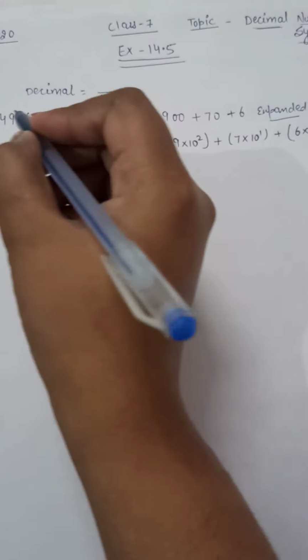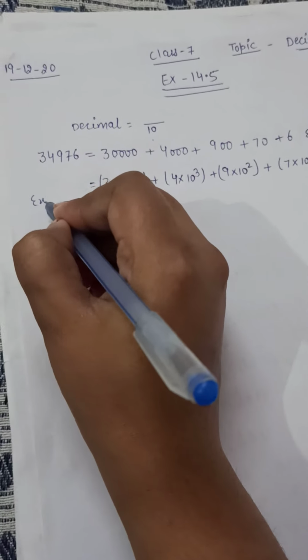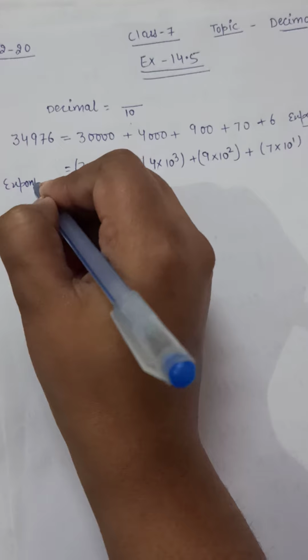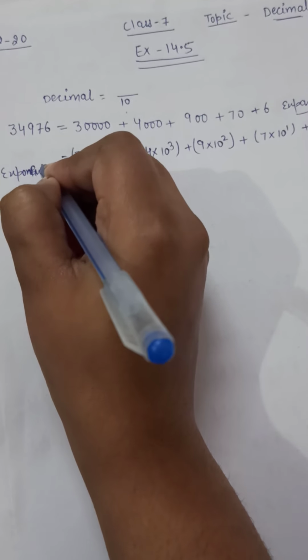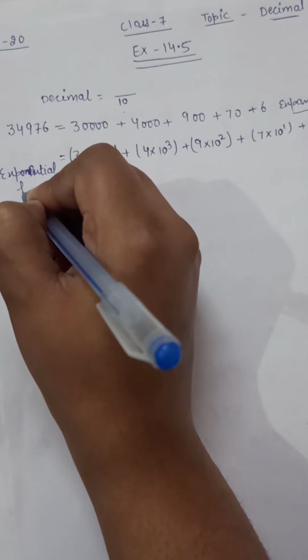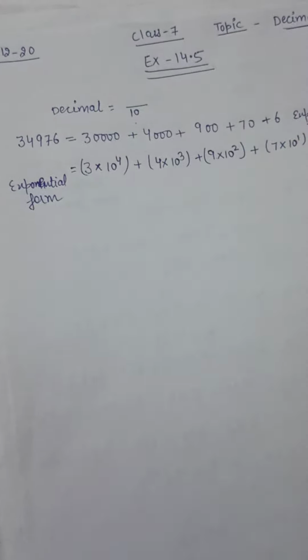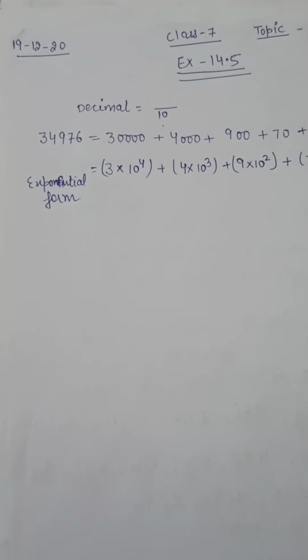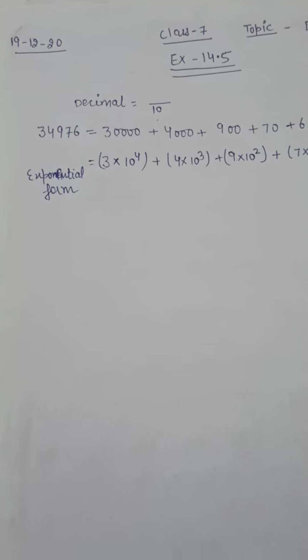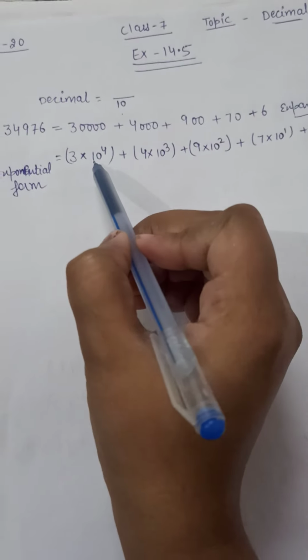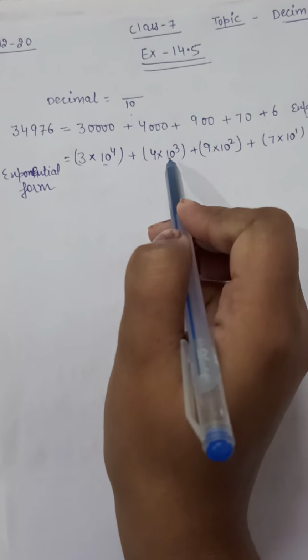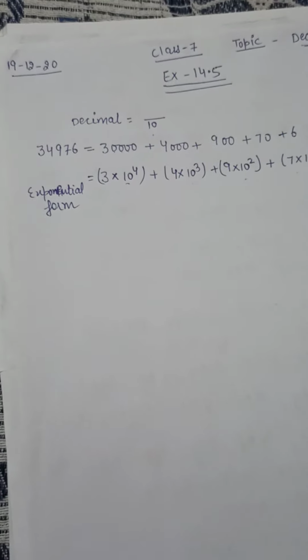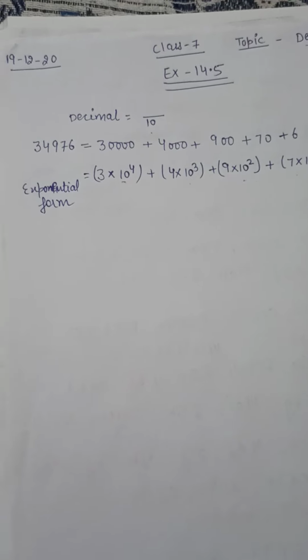So this is the exponential form. What do we call it? Exponential form. This you have studied in the starting of this chapter also. Clear? So numbers can be expressed using the power of 10 in the exponential form. Clear?